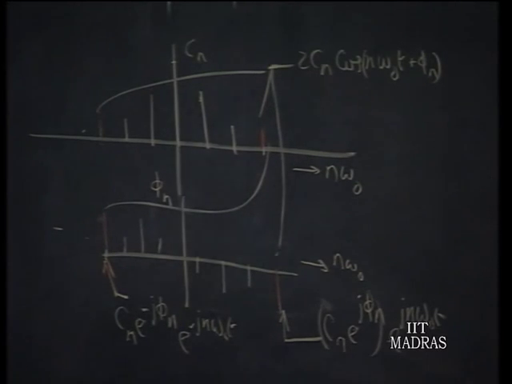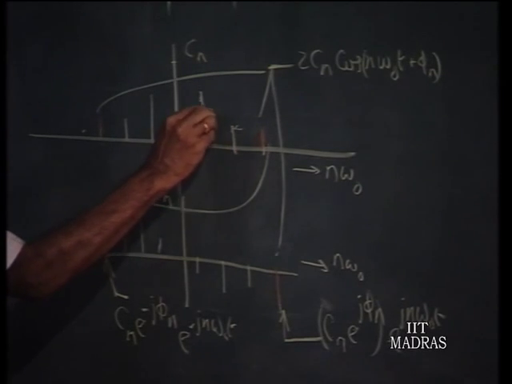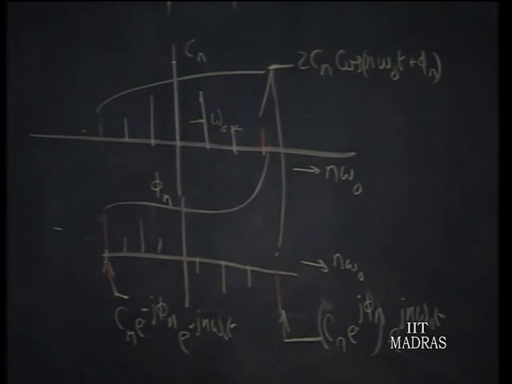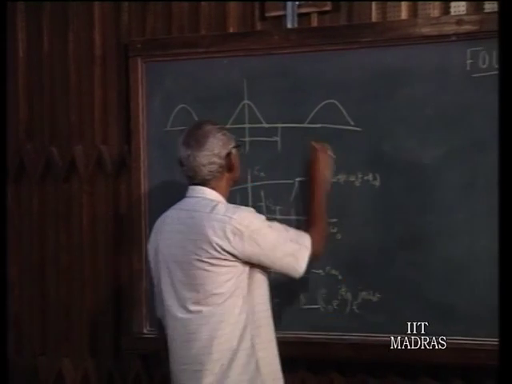Now, this is the line spectrum, and there will be frequency components present only at discrete values along the frequency axis, and they are all integral multiples of the fundamental frequency, and as I said, the spacing between two lines is omega naught. Whereas, this is the periodic case.